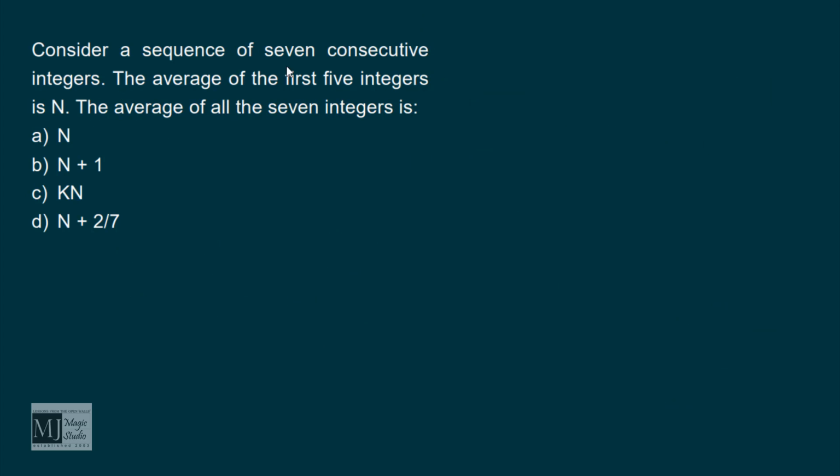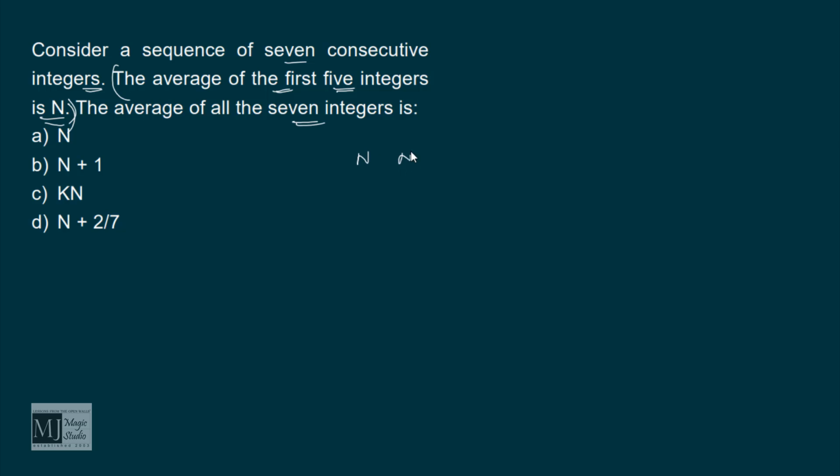Consider a sequence of 7 consecutive integers. Okay, we have 7 numbers and those are consecutive. The average of the first 5 integers is n. Then what is the average of all 7? Now, can we use the concept which we know about averages? The average of 5 consecutive numbers is n.